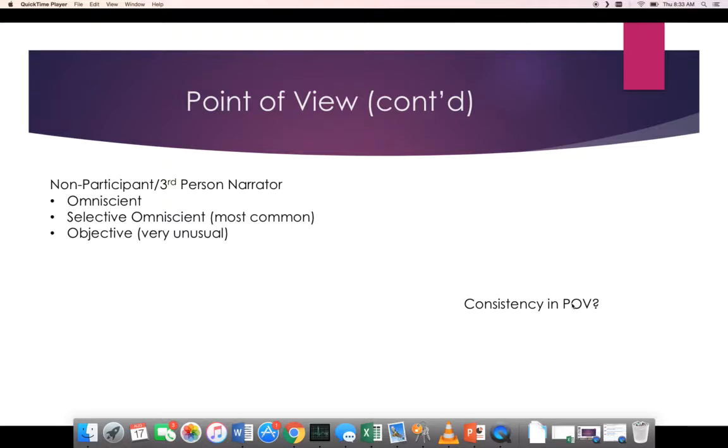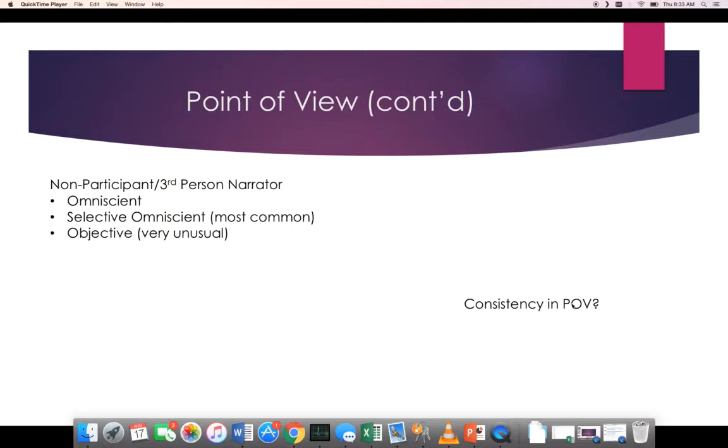These other two are really unusual, but I'm going to tell you about them anyway in case you want to maybe experiment with them. The fully omniscient narrator knows what every single character is thinking and feeling at all times. The main time that you see this used is sort of in fairy tales or fables.